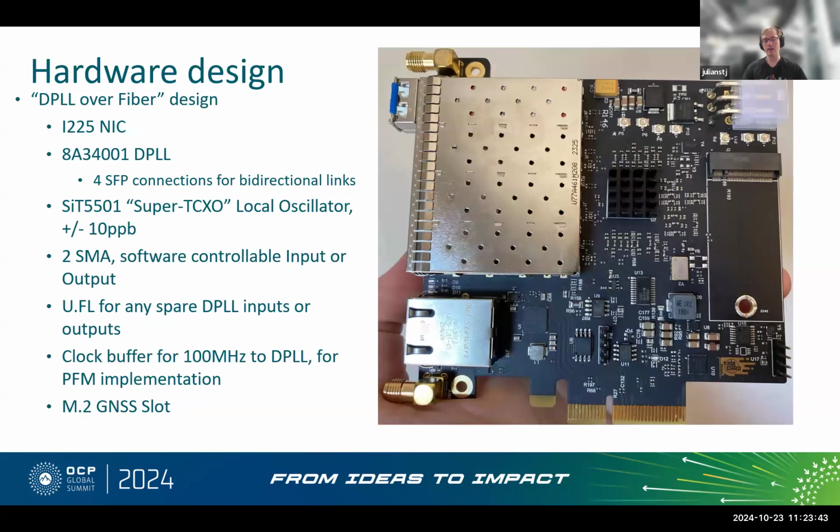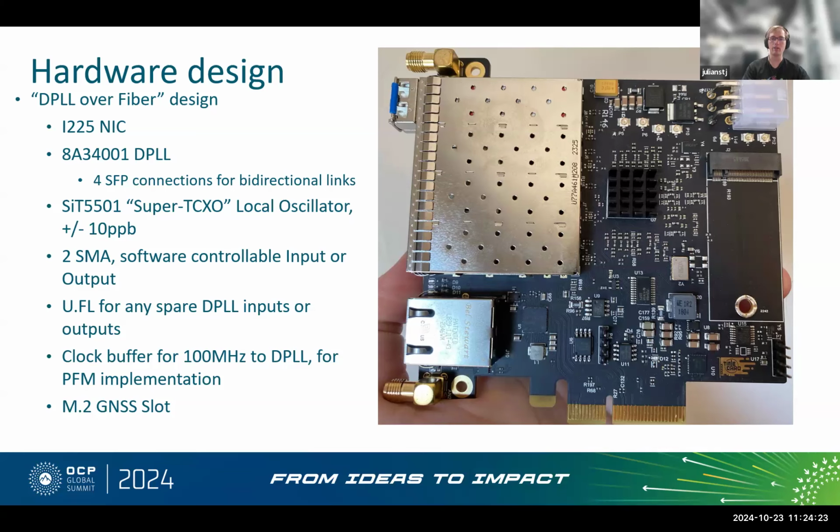So this is the hardware design that I built to prototype this. It took me quite a few spins to figure out how to connect a DPLL to SFPs. There's no exact reference design for that. The core parts of this design are an I225 NIC, which is basically my PCIe bridge to the board. I use pretty much the top end DPLL from Renesas for the clock matrix product line, the 8A34001. And then 4 SFPs. Each of those SFPs is connected to a DPLL channel, either input or output. So 4 differential inputs to the DPLL, 1 for each SFP, and 4 differential outputs from the DPLL. There's a SiT5501.